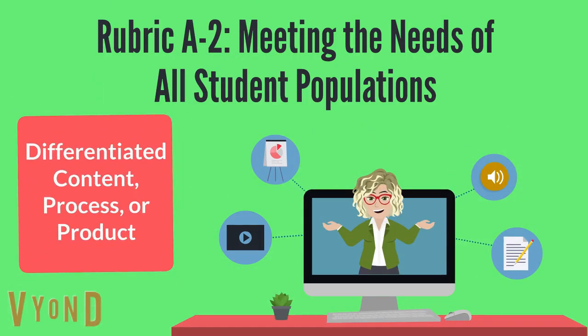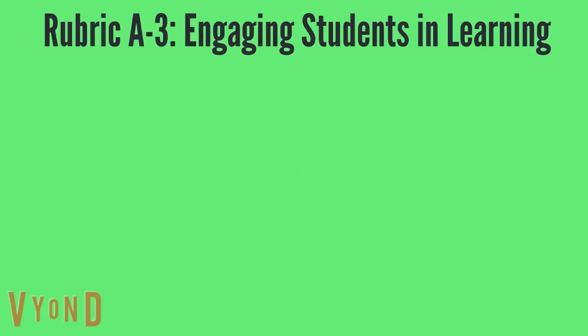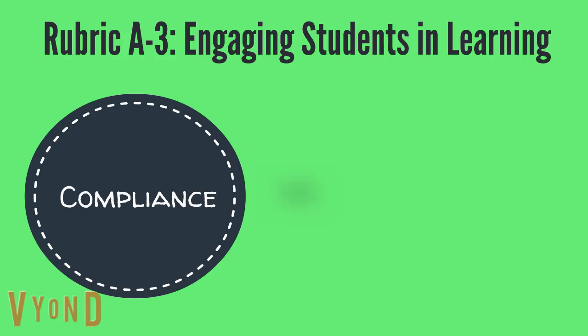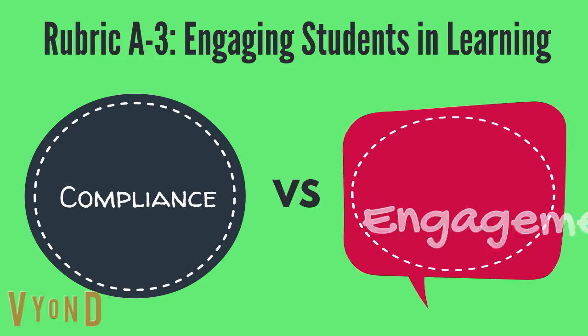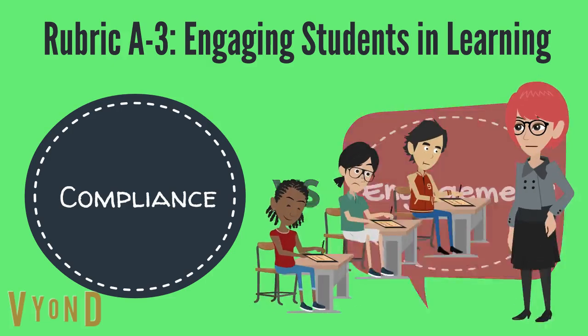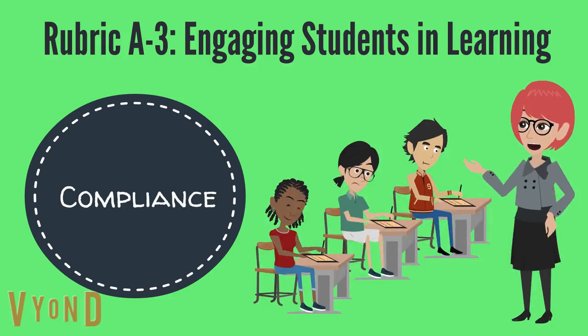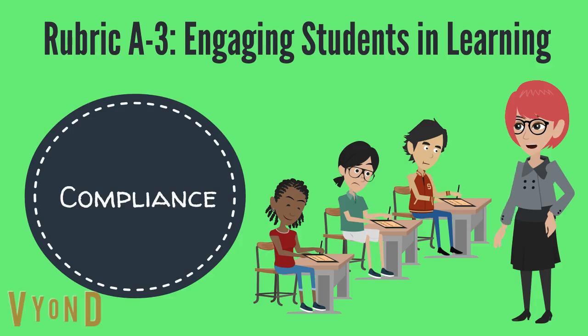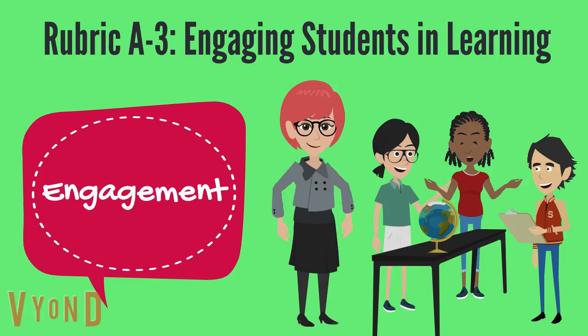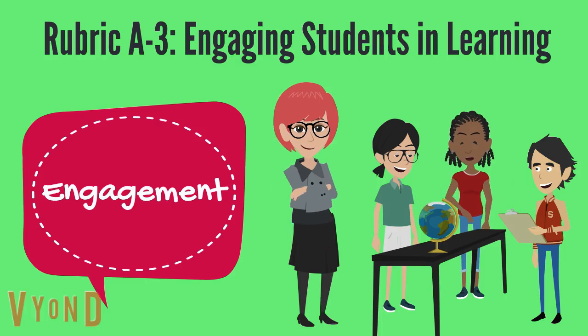In Rubric A3, engagement refers to intellectual involvement, not compliance or quiet behavior. A classroom where students are silent, listening, or copying notes does not necessarily demonstrate engagement. Strong evidence of engagement shows students actively thinking, discussing, questioning, problem solving, or applying learning.